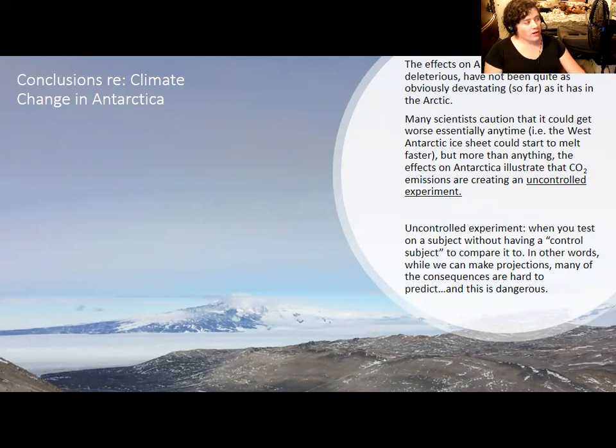And we are essentially playing Russian roulette with the planet by society continuing to not really do anything about climate change.